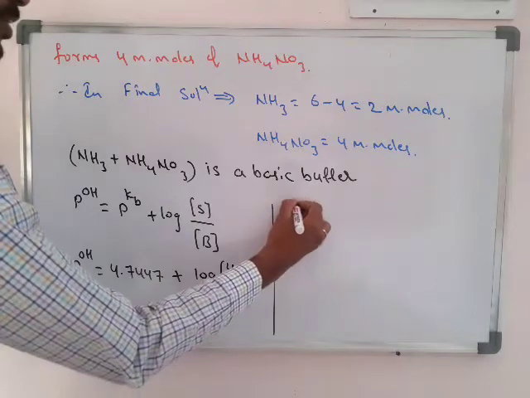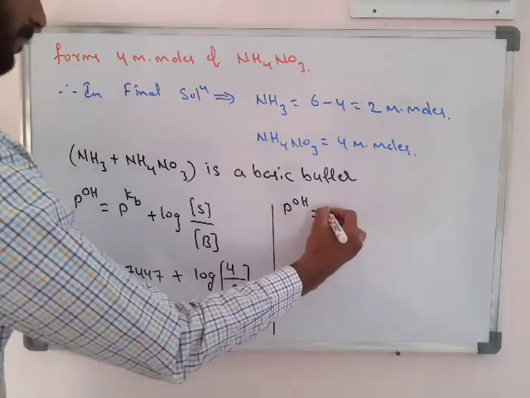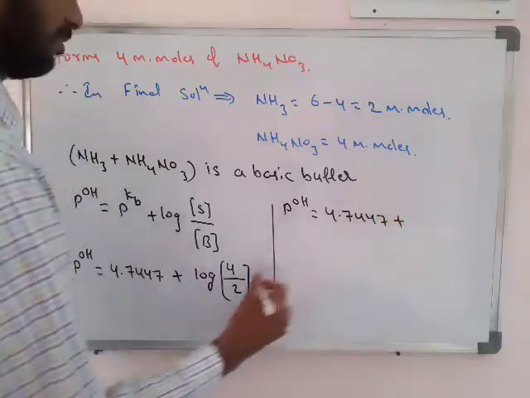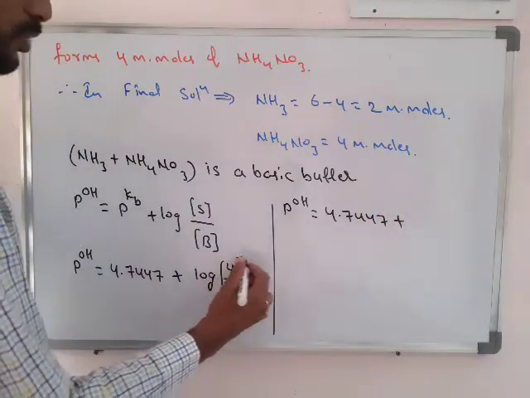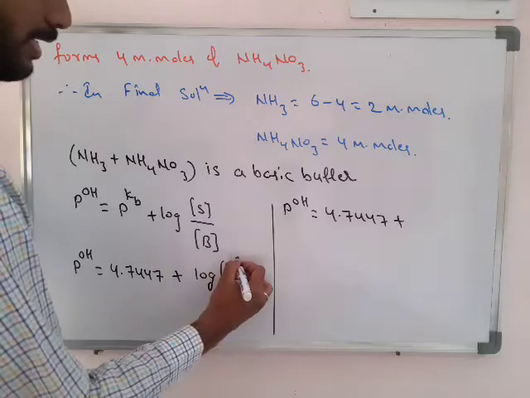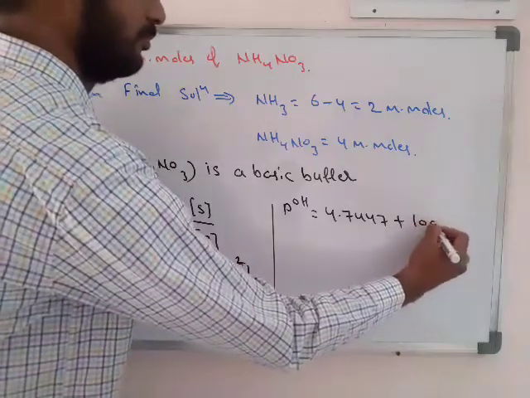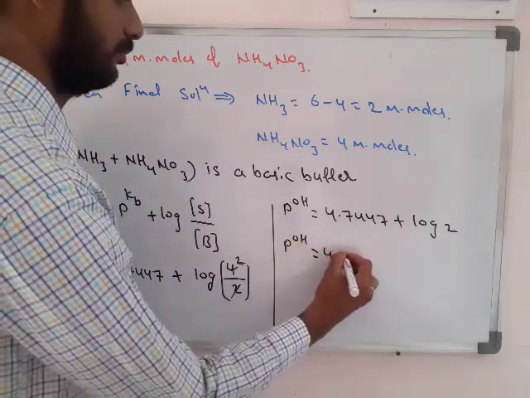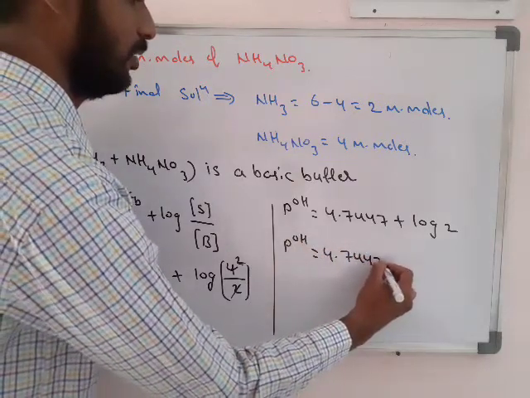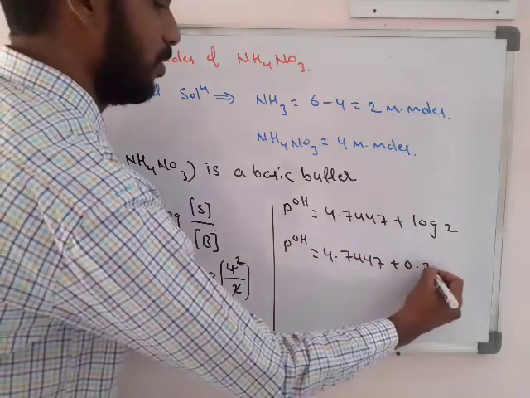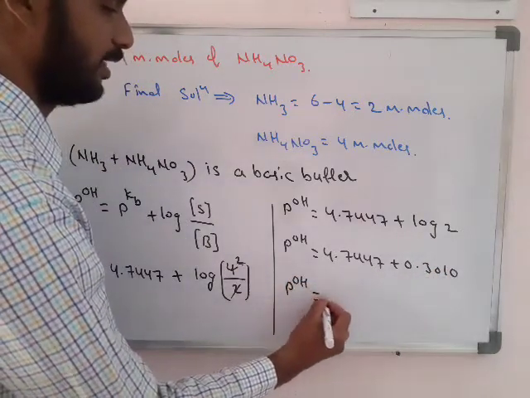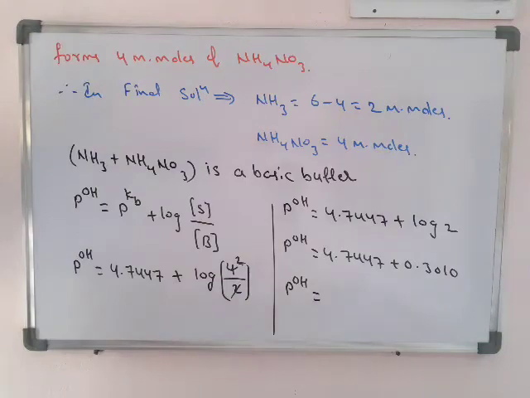So therefore, what is the pOH? Simply, 4.7447 plus log 2. What is the log 2 value? We know that log 2 is equal to 0.3010. So finally we will get pOH equal to 5.0457.